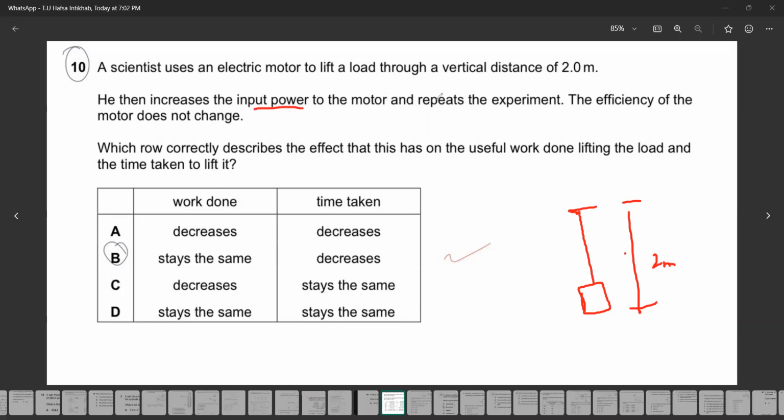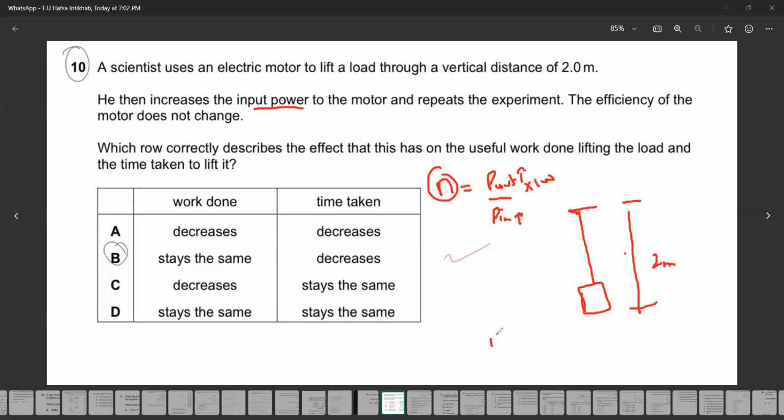So if we increase the input power and the efficiency of the motor does not change. Efficiency is equal to useful power output divided by total power input, times 100. So if efficiency is constant and we increase the power input, the power output should also increase, because we need a constant value, the same number. So if input power increases, output power will also increase.